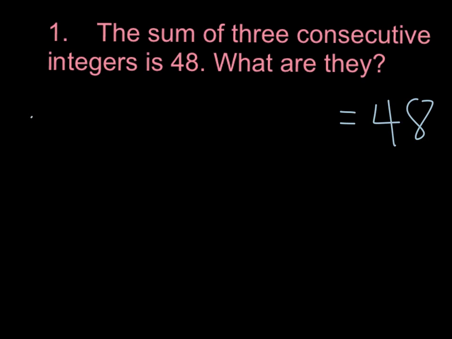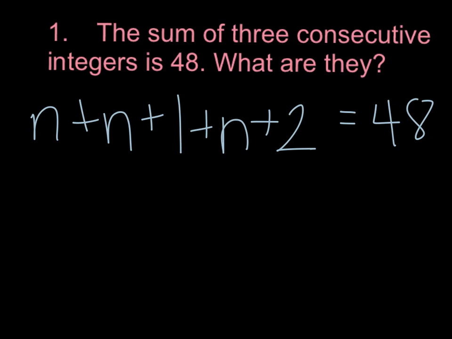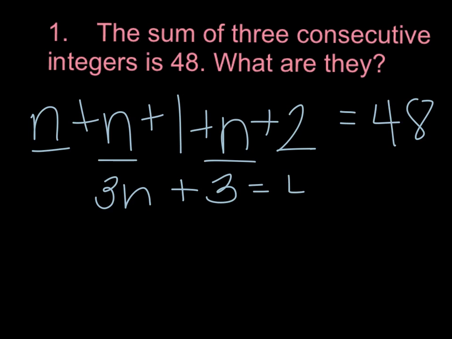So I have a number, and then I have this same number plus 1, and then I have this same number plus 2. If there would have been 4 consecutive integers, my next one would have been that same number plus 3. Now I'm going to combine my like terms. N and N and N is 3N. 2 plus 1 is 3, and my total is 48.